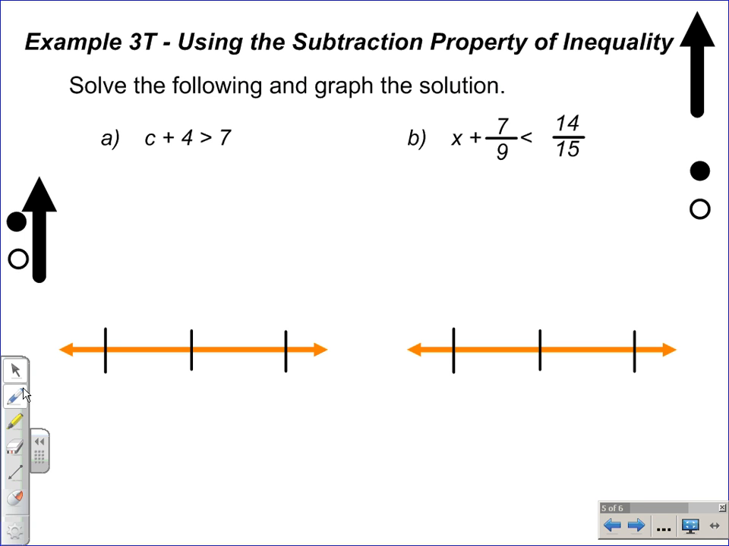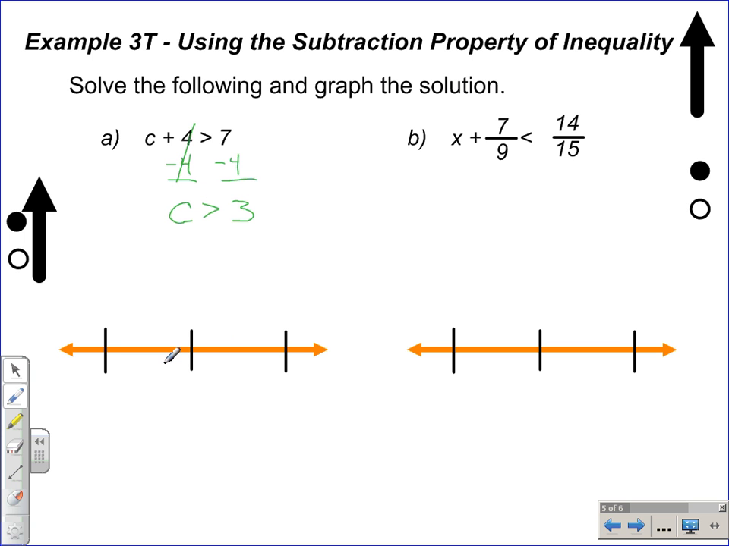In part A, we have c plus 4 is greater than 7. We have to get the c by itself, and right now it's being added to 4. So to get rid of that add 4, we use the subtraction property of inequality, and we subtract 4 from both sides. The 4's on the left are opposites and become 0. Therefore, they go away. So I bring down the c, I bring down my greater than symbol, and I do the math on this side. 7 take away 4. Well, that gives 3. So our solution is c is greater than 3.